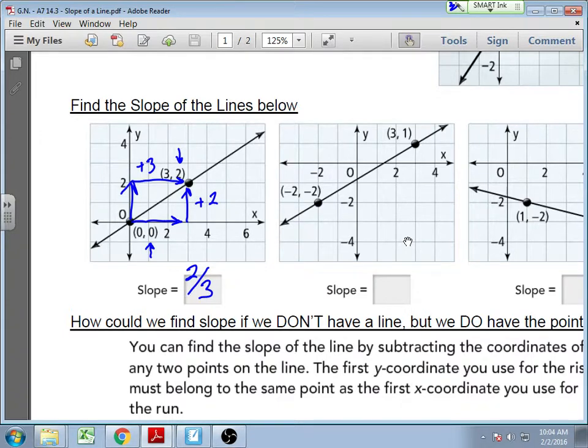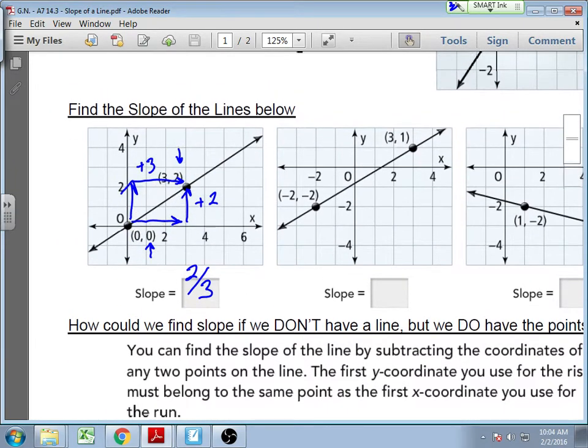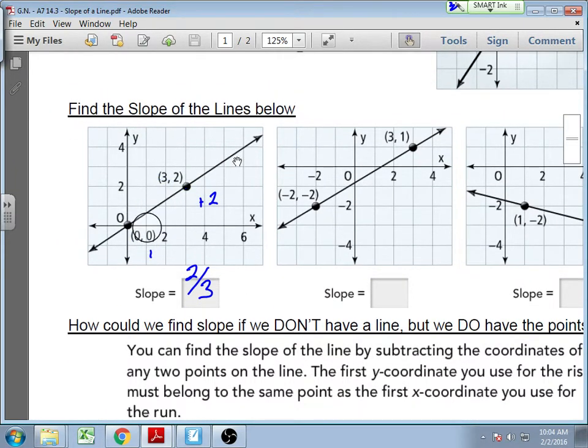So we're looking at the rise divided by the run, which is really vertical over horizontal, right? So from an intersecting point, which we like, the origin, it's nice and easy to work with.